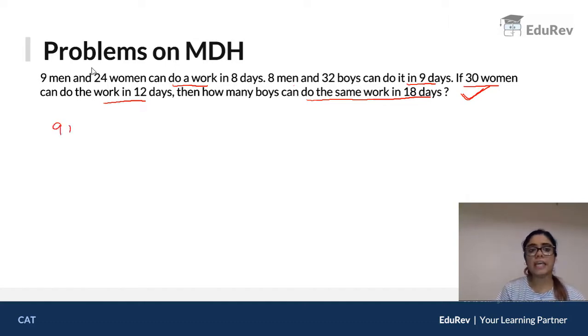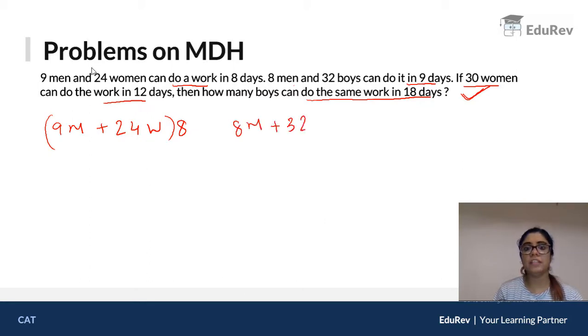Look, 9 men and 24 women take 8 days. Okay? They take 8 days. Now they are saying 8 men and 32 boys take 9 days to do the same work. Your work is the same, so we can equate both of them.